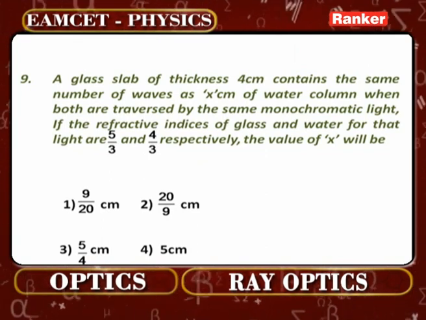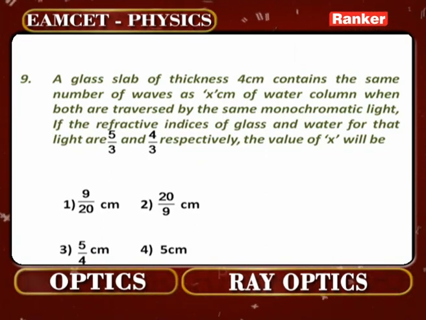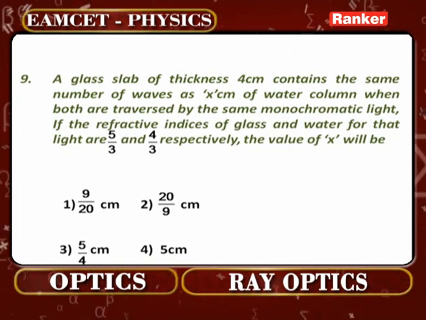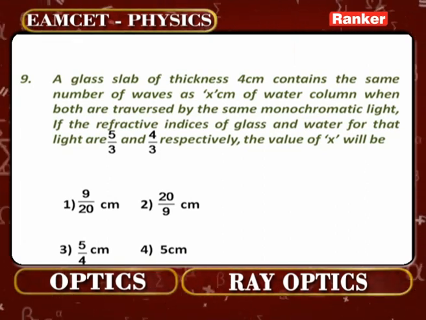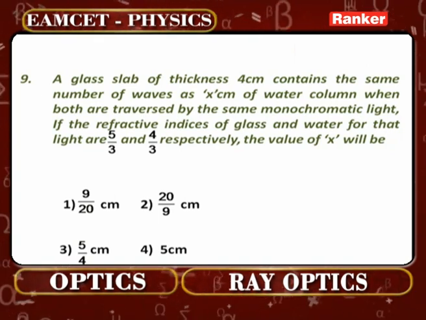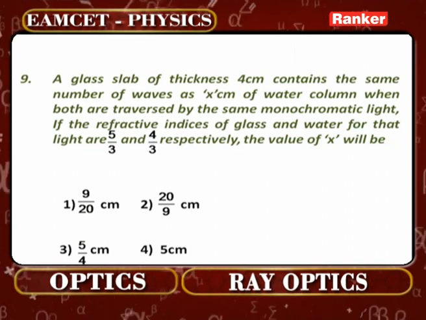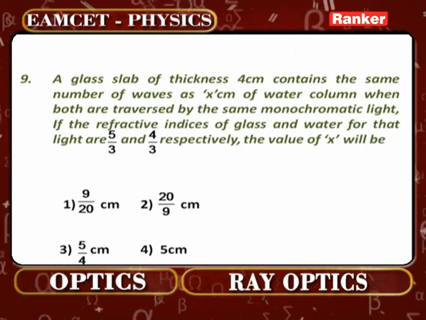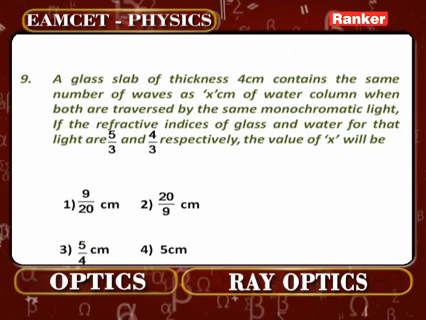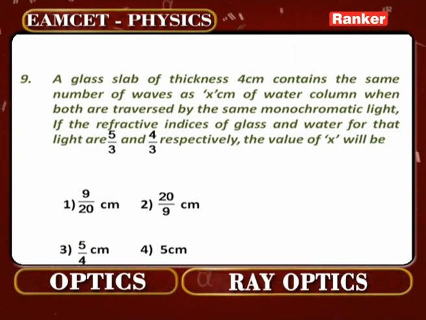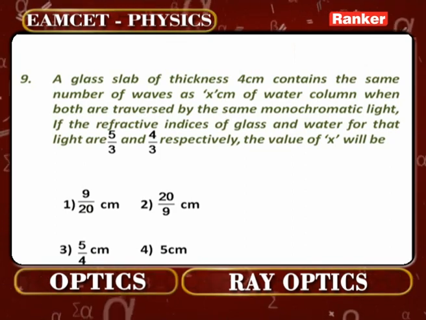A glass slab of thickness 4 cm contains the same number of waves as x centimeter of water column when both are traversed by the same monochromatic light. If the refractive indices of glass and water for that light are 5 by 3 and 4 by 3 respectively, find the value of x. This is a very simple concept.